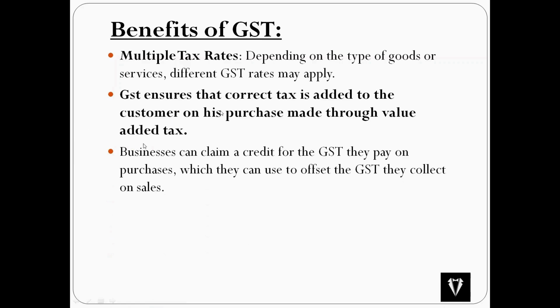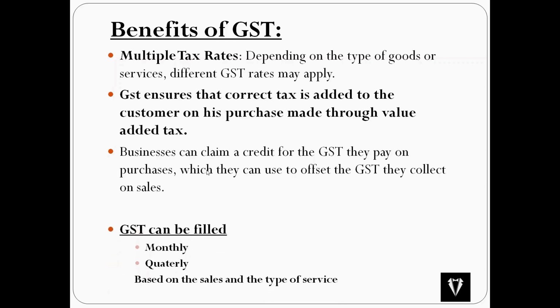Businessmen can claim a credit from the GST that they have paid, and they can use this as an offset against what they collect on their sales. So this is a kind of ITC. We will explain this in a proper way in what is ITC and how they can claim back their GST in the offset. So do you know that GST can be filed in two ways, either monthly or quarterly?